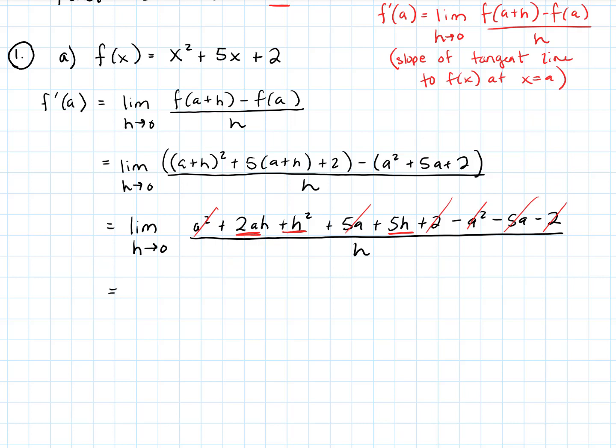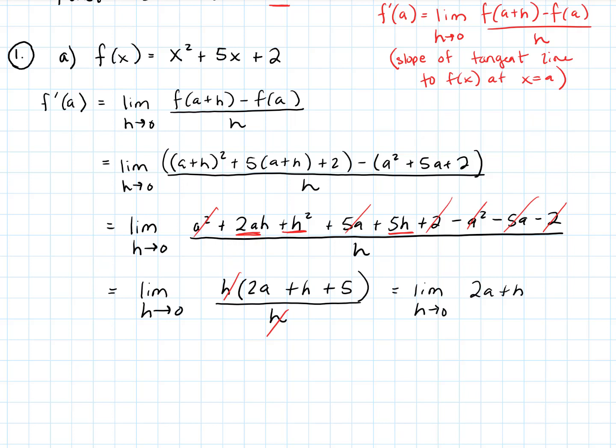So I'm going to go ahead on my next line. I'm going to do a lot of steps on one line, but I'm going to factor that h out. So I'll have 2a plus h plus 5 all over h. Kind of looking ahead, seeing I had that h in the bottom. Those will now cancel. And now I just have the limit as h goes to 0, the limit of 2a plus h plus 5 as h goes to 0.